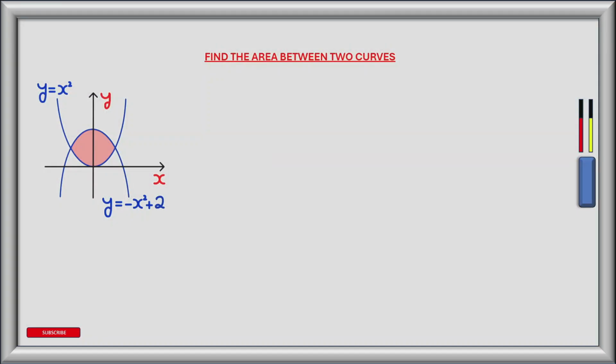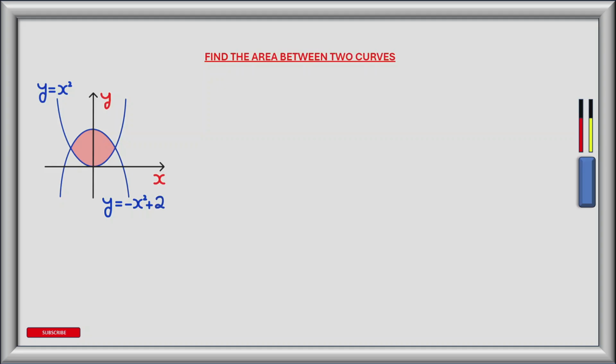Let's look at how we find the area between two curves given only the equation of each curve. The diagram on the board shows two curves, and the red shaded region is the area we want to calculate. The equation of each curve is shown. We have y equals minus x squared plus 2 and y equals x squared.